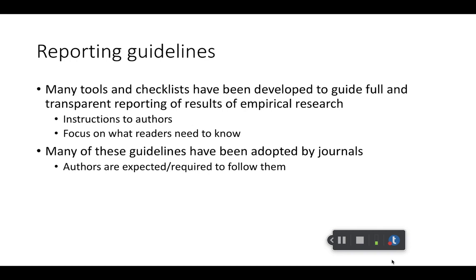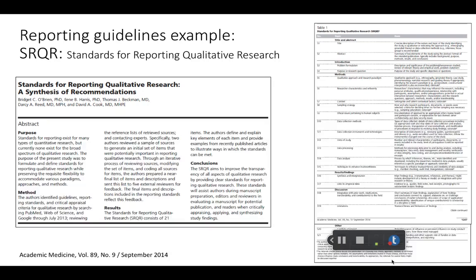And the second type of guidelines for research have to do with reporting the results. So there are many tools and checklists developed to guide full and transparent reporting of results of empirical research. These are essentially instructions to authors of books and articles that focus on what readers will need to know to understand and evaluate the research. Many of these guidelines have been adopted by journals, and authors are expected, or in some cases required, to follow them. So let me just give you some examples of what these look like.